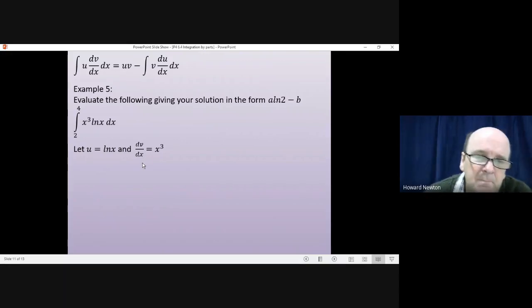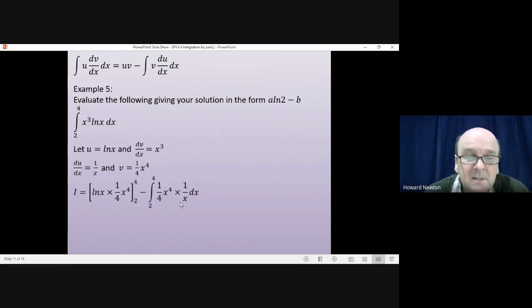Okay, let's have a look. So u equals log x because we do know how to differentiate log x. If I differentiate log x, I get 1 over x. dv by dx is x cubed. If I integrate that, then I'll get v equals 1/4 x to the 4. Substituting all of that into the formula gives me that.